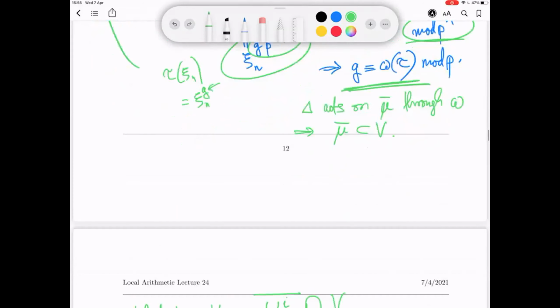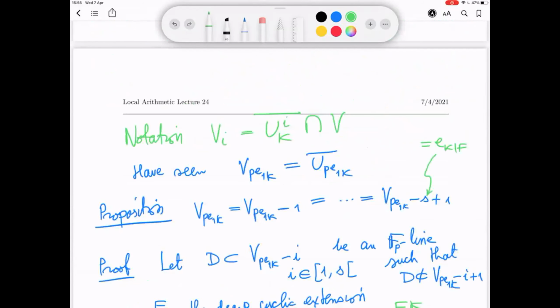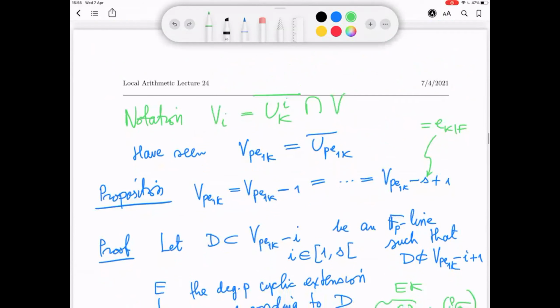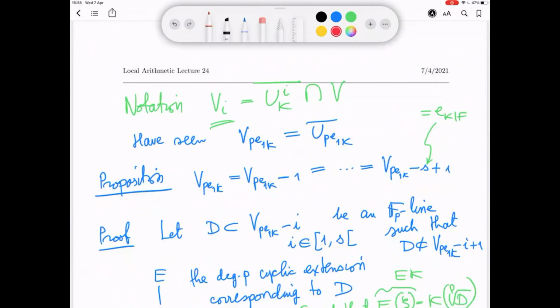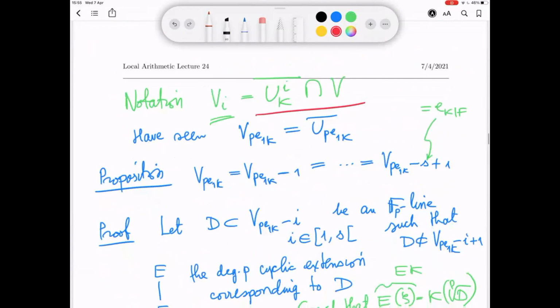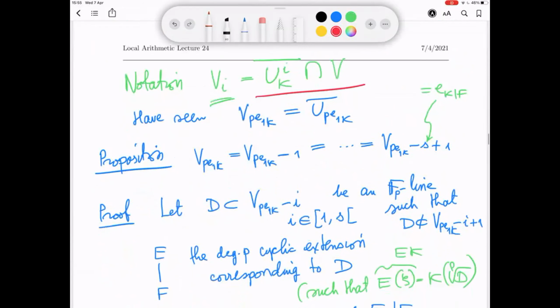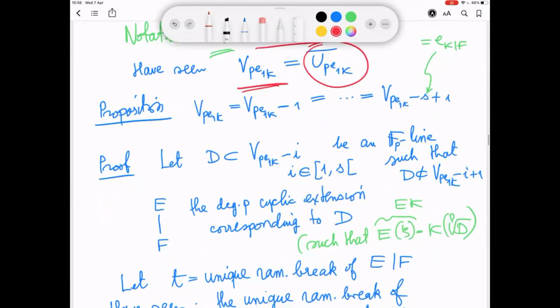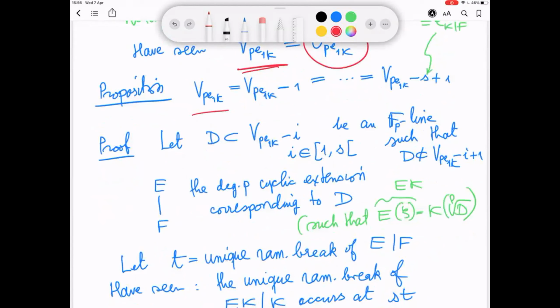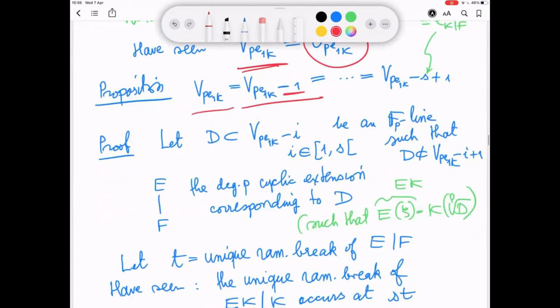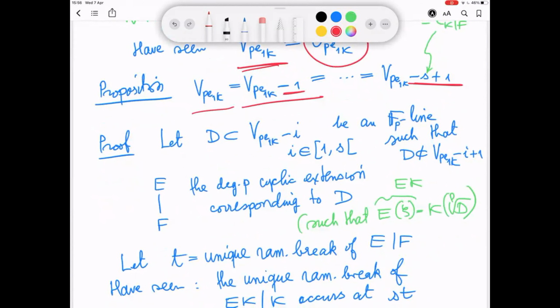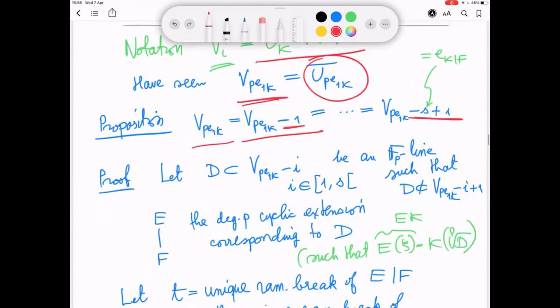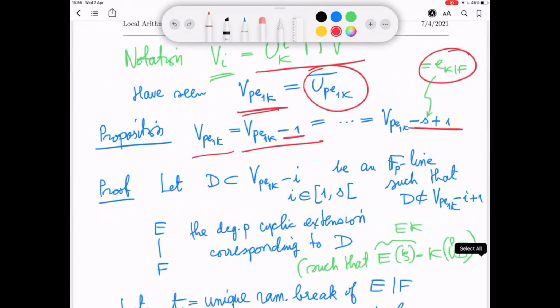Okay. So let's determine the filtration on V. And for that, I use the notation Vi is equal to this UKI intersected with V. We have seen that this line is actually contained in V. So this one is equal to this. And this proposition says that V_{pe/(p-1)}K is equal to V_{pe/(p-1)K - 1}, minus 2, all the way up to minus S plus 1, where S, remember, is the ramification index of K over F.